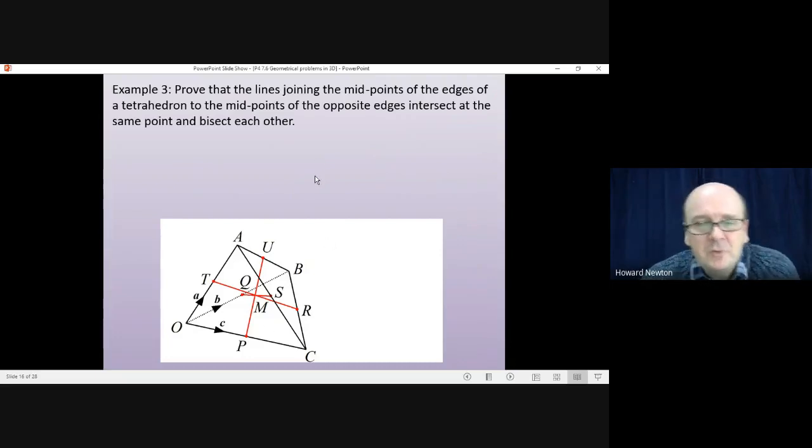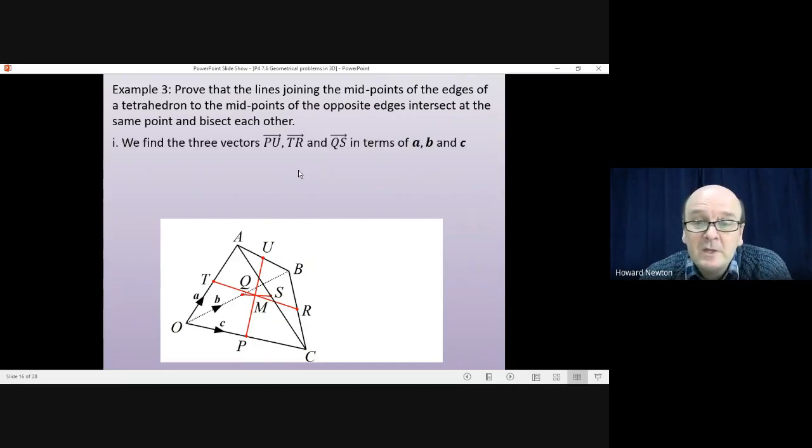Now, I'll talk you through the method for this question. It's quite long. Once I've talked you through the method, then have a go at seeing if you can actually work your way through it. First of all, we're going to have to find the three vectors that define these three diagonals. So the vector PU, the vector TR, and the vector QS, all of them in terms of the three vectors A, B, and C we've given here.